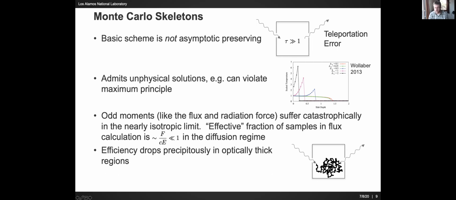So you end up doing this kind of thing where a sample can bounce around forever in a cell, not actually doing anything of significance, but taking up a lot of cycles.